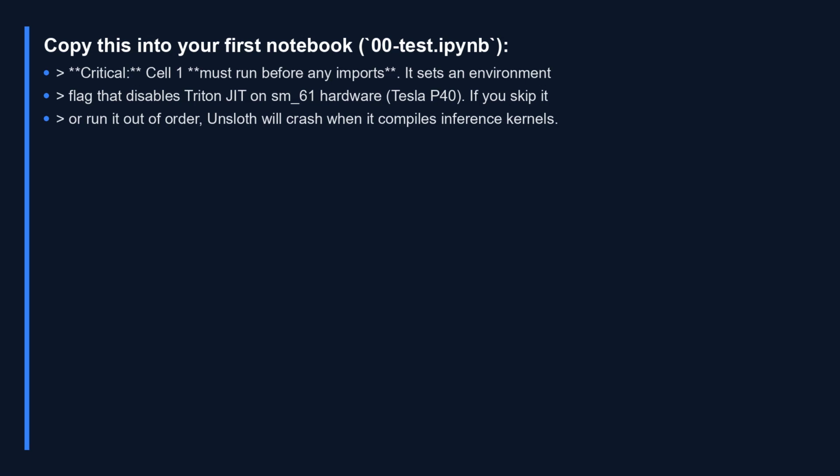Test notebook. Verify everything works. Copy this into your first notebook, 00-test.ipynb. Critical: Cell 1 must run before any imports. It sets an environment flag that disables Triton JIT on SM_61 hardware. If you run it out of order, Unsloth will crash when it compiles inference kernels.